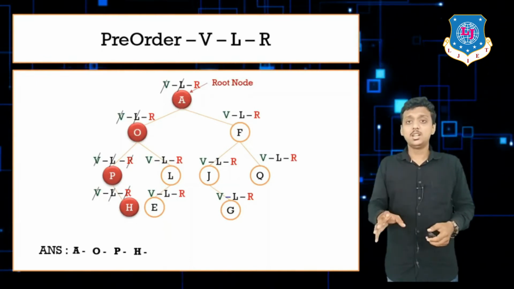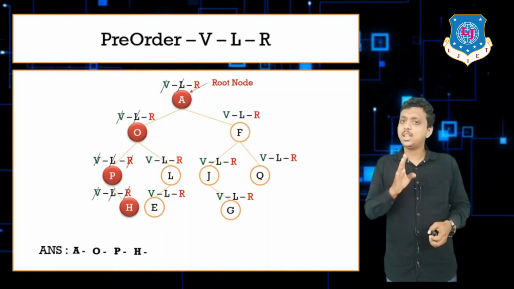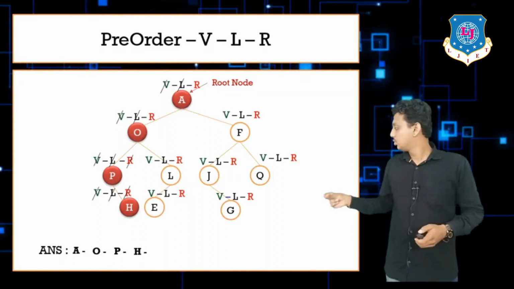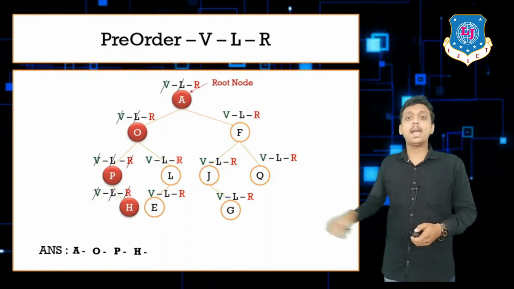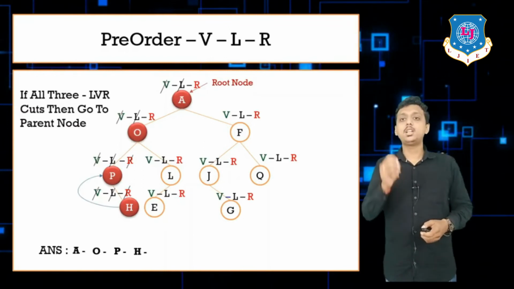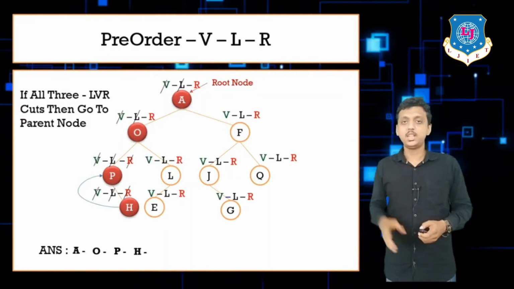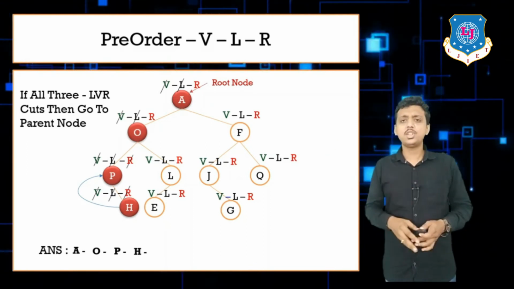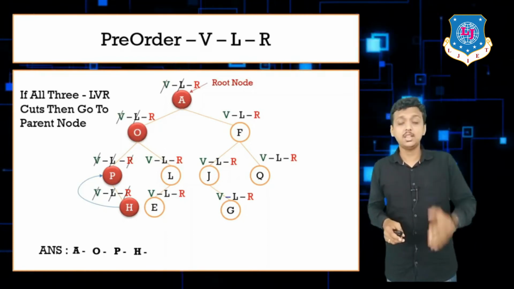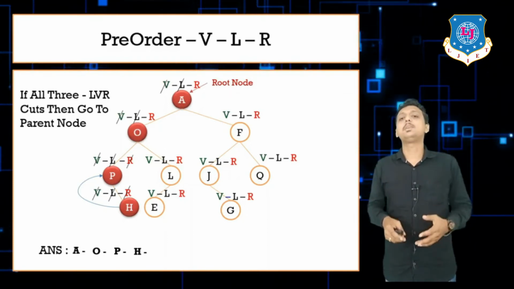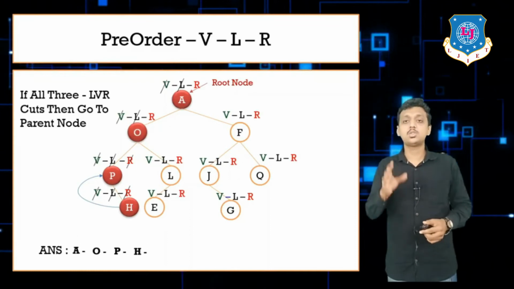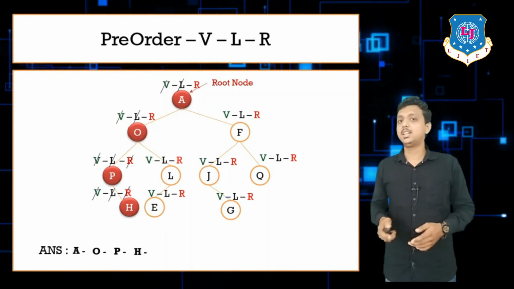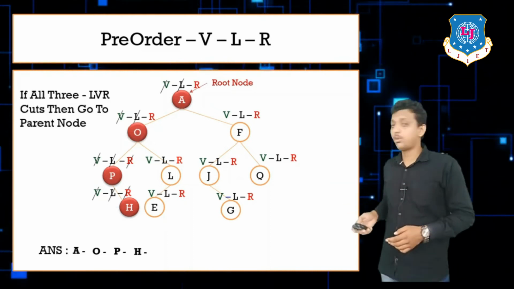Let's move further. Now tell me, here V, L and R, all three operations are successfully done. So what you need to do is get back to the parent node. Our parent node is P. So we get back to P. Now tell me, is there any operation remaining to be performed on node P? Yes or no? No. That means all V, L and R are done. So we need to get back to the parent node of P, that is O. So we are moving from P to O.